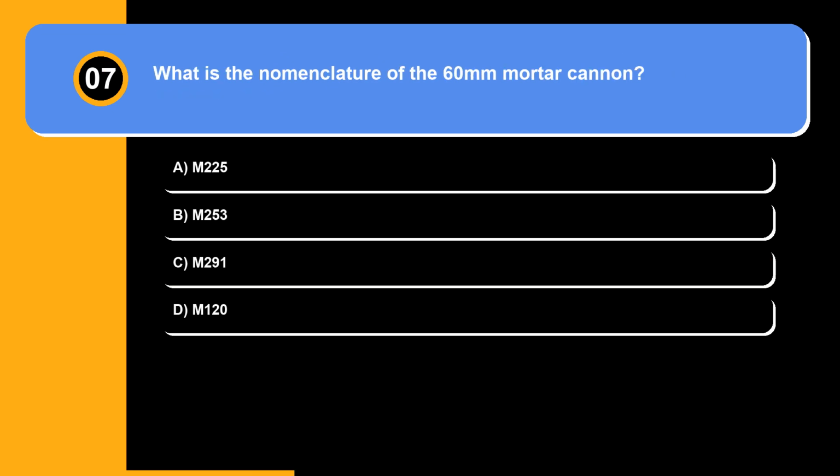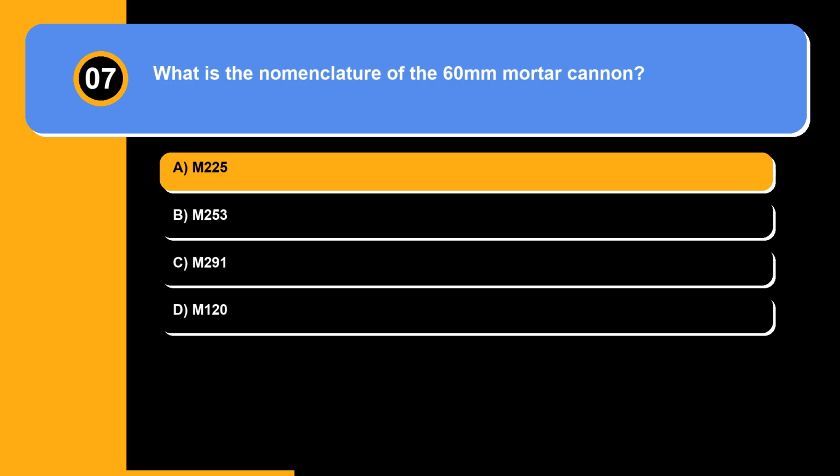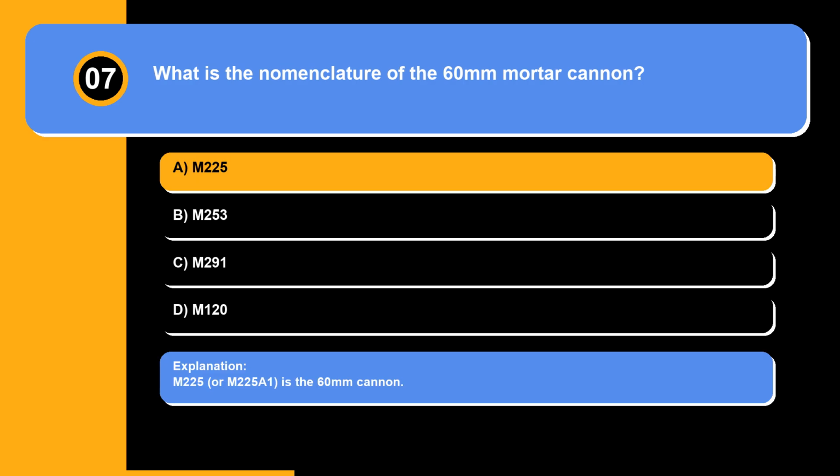Question 7. What is the nomenclature of the 60mm mortar cannon? A. M225, B. M253, C. M291, or D. M120. The correct answer is A. M225. M225, or M225A1, is the 60mm cannon.